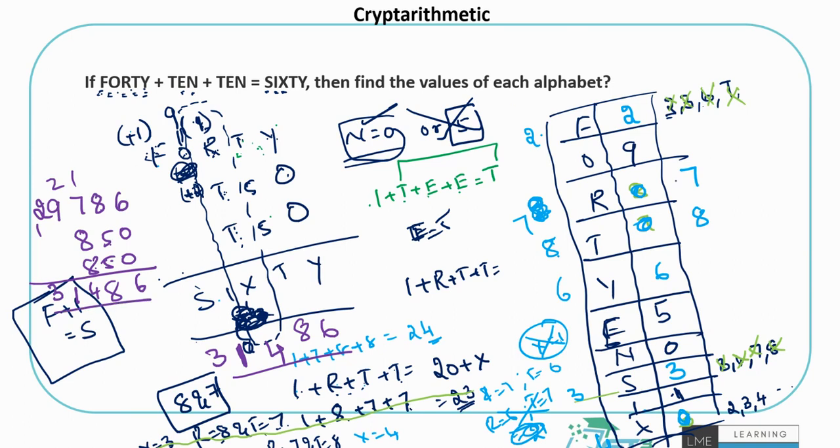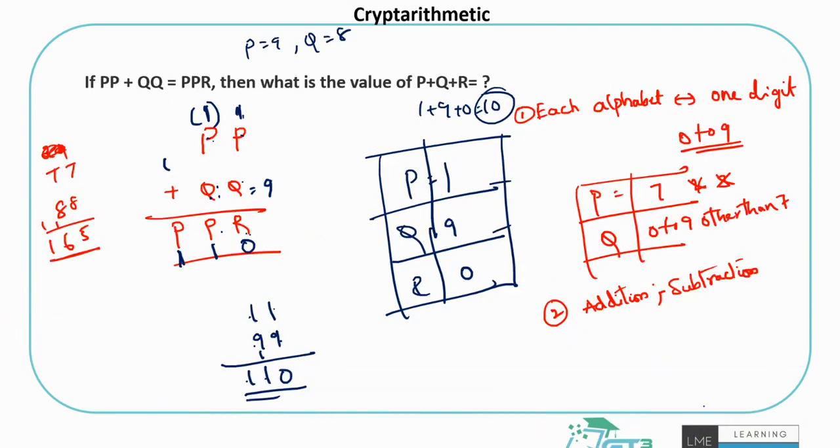So each value is this. F is 2, O is 9, R is 7, T is 8, Y is 6, E is 5, N is 0, S is 3, I is 1 and X is 4. I know this is definitely not an easy one. It took me more than 5 minutes actually to figure this out myself. I'll be very clear with that. If you ask me, I would have left this question if I see it in the exam.